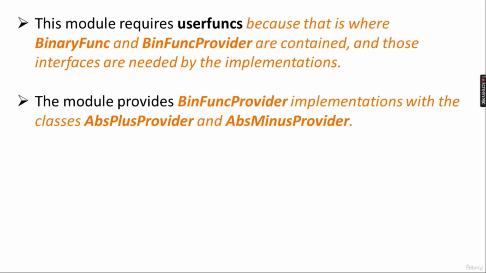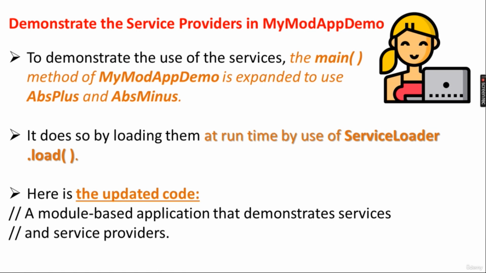This module requires userfunctions because that is where BinaryFunction and BinaryFunctionProvider are contained. Why is it requiring the userfunctions module? Because that is where both the BinaryFunction and BinaryFunctionProvider interfaces are, and those interfaces are needed by the implementation over here. The module provides BinaryFunctionProvider with two implementation types. One class is AbsolutePlusProvider and the second is AbsoluteMinusProvider.